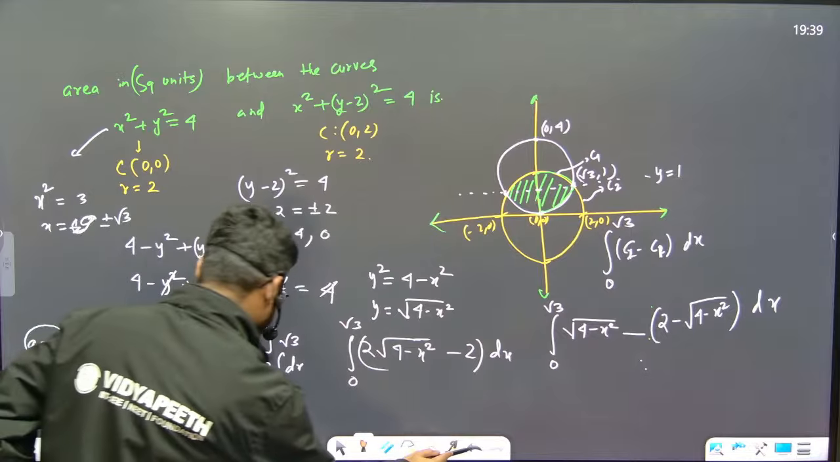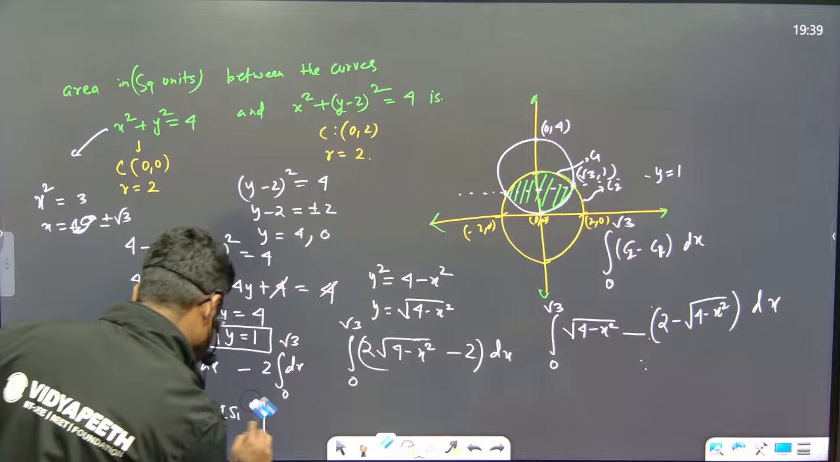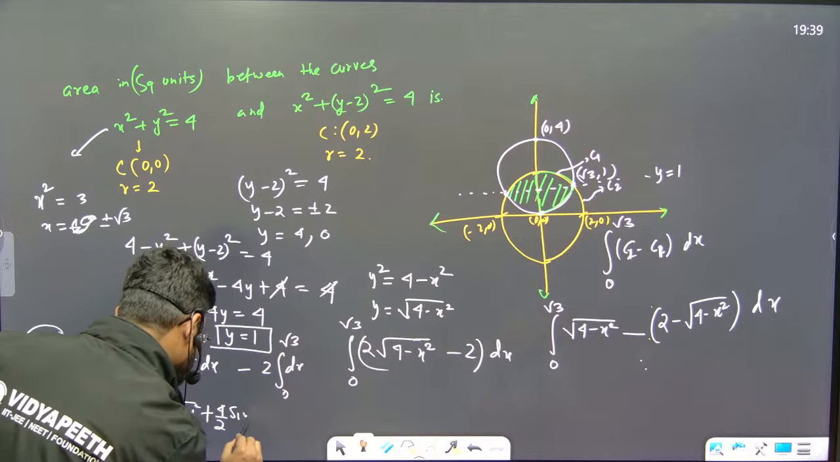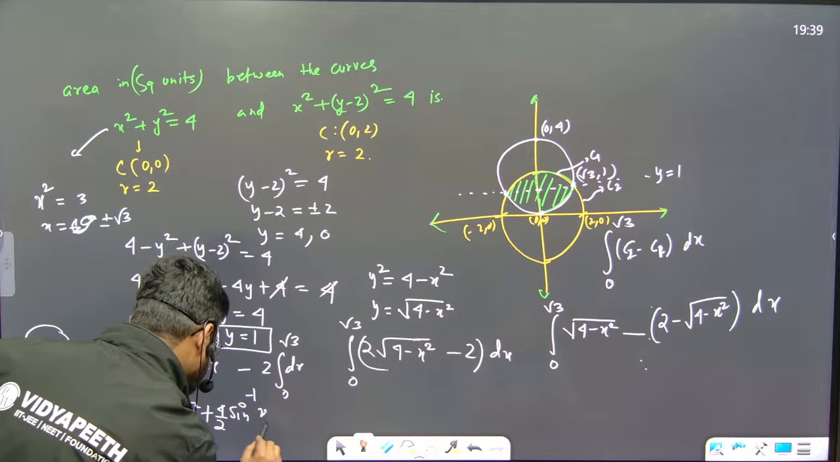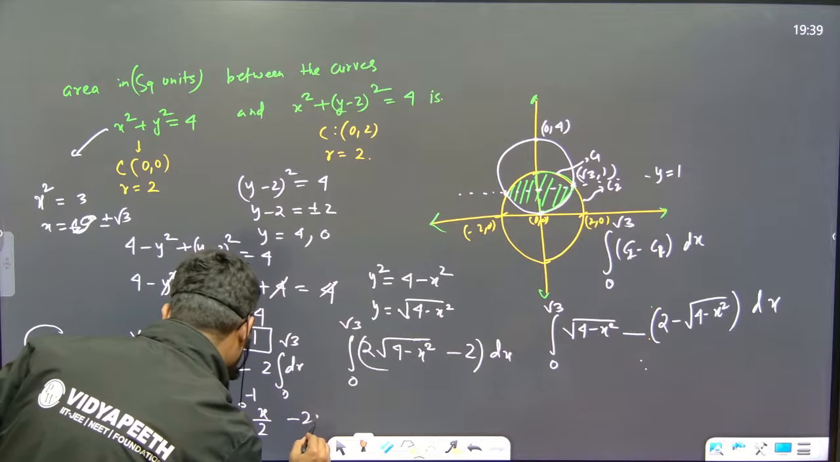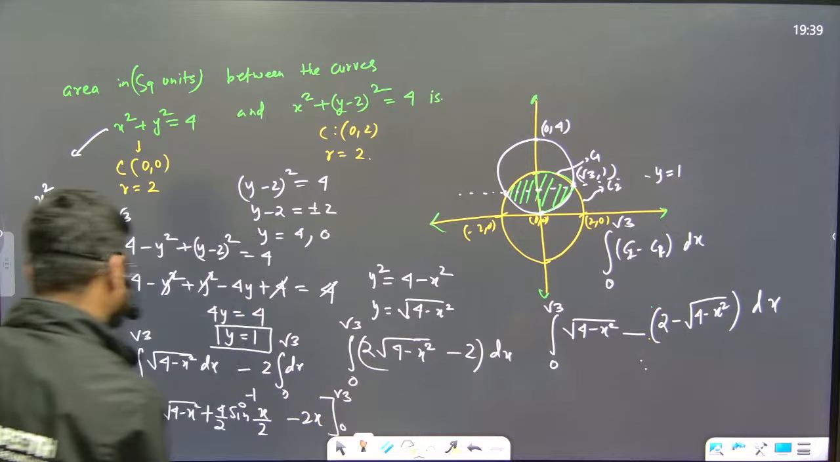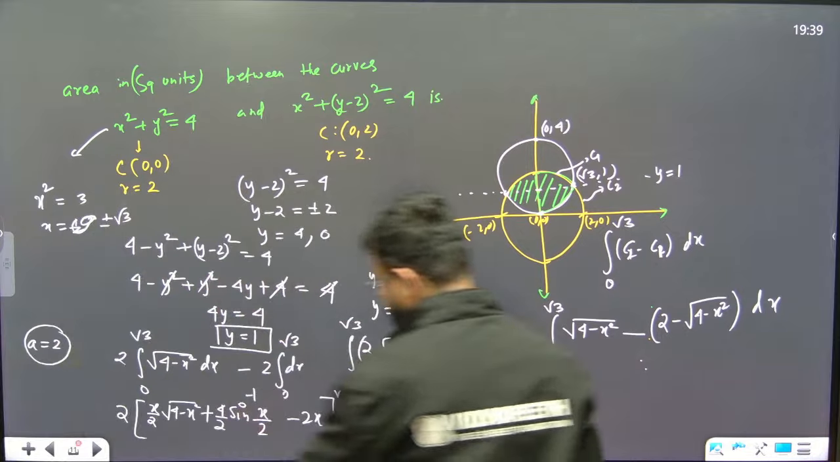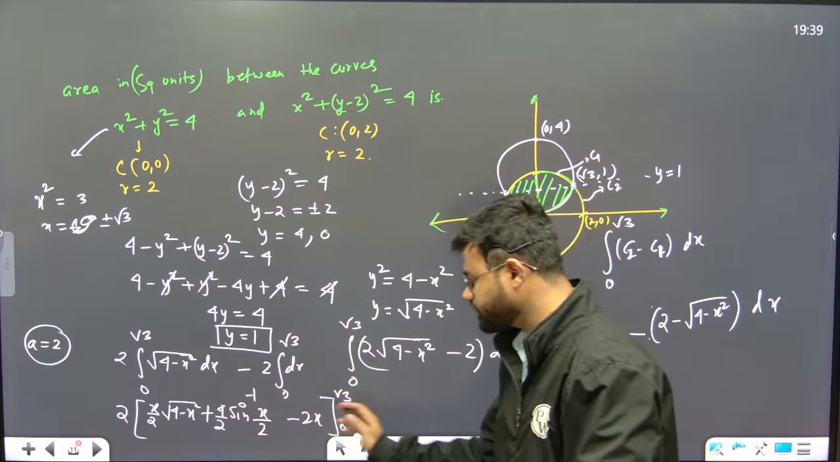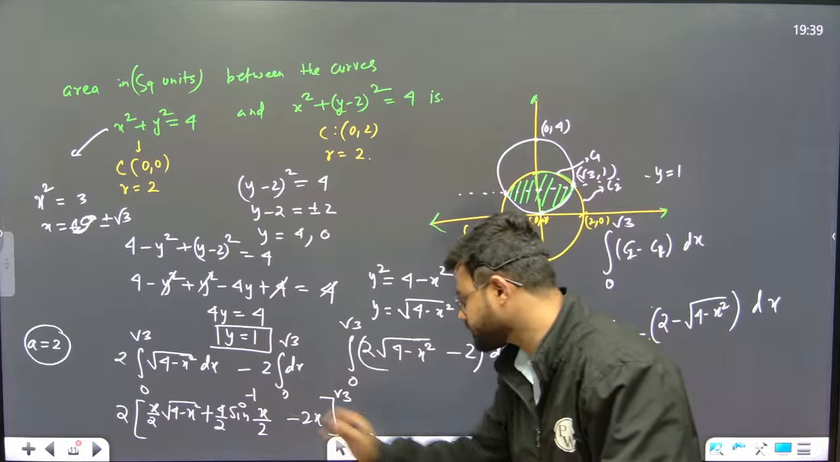Okay, directly I will do the integration. Let me not segregate this. So this is sine inverse x by a, which is 2 minus 2x, and the integral is running from 0 to root 3. If you put the lower limit, the entire term is going to vanish. So directly I'm going to put the higher value.